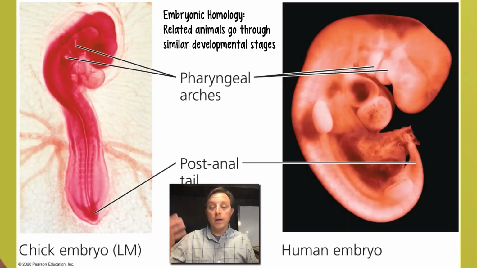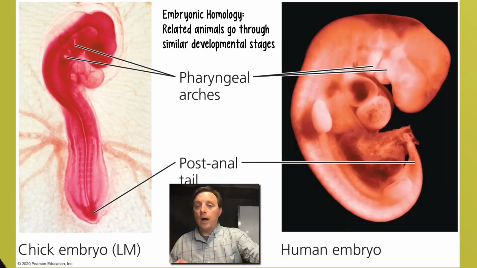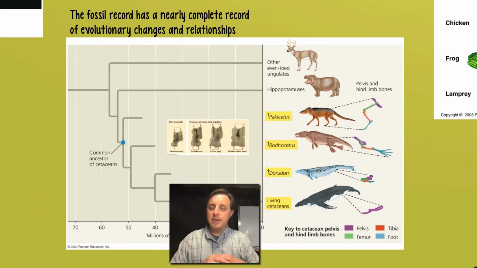Certainly we see here the chick and the human at these very early stages share some very striking traits, and they're not that closely related. So after a few more stages, they're going to start to diverge more in their appearance. Our next area of evidence, and this is a very important one, the fossil record.